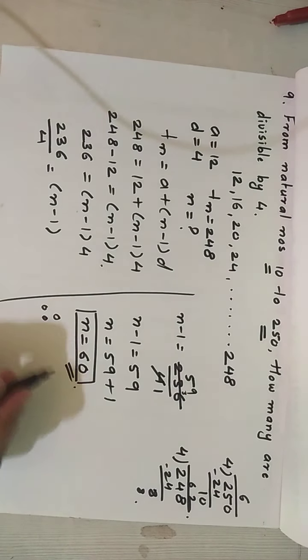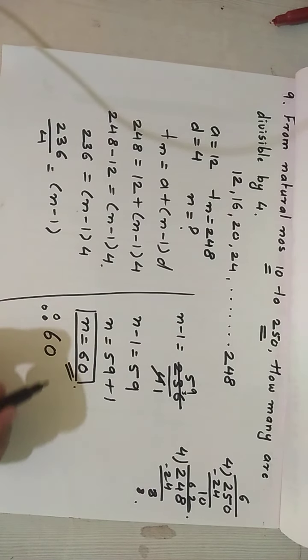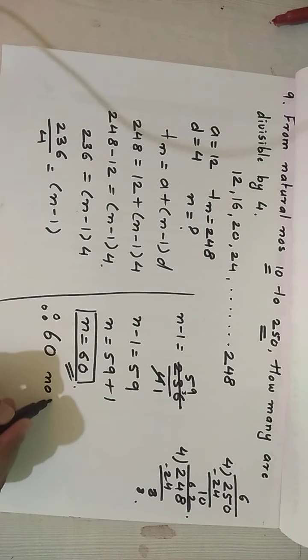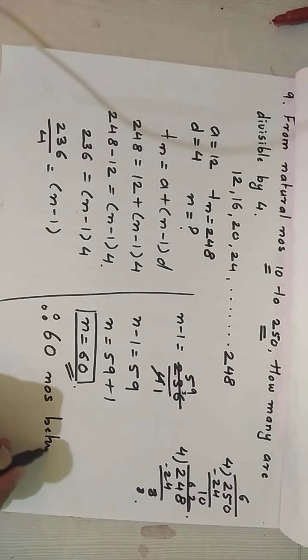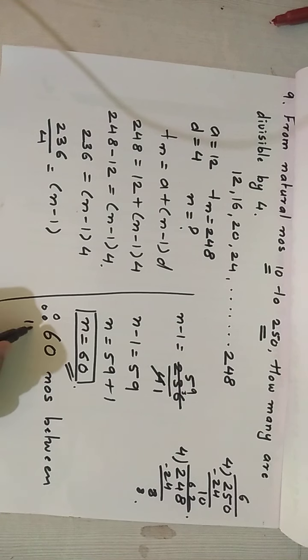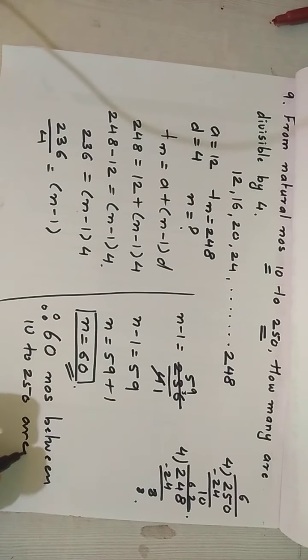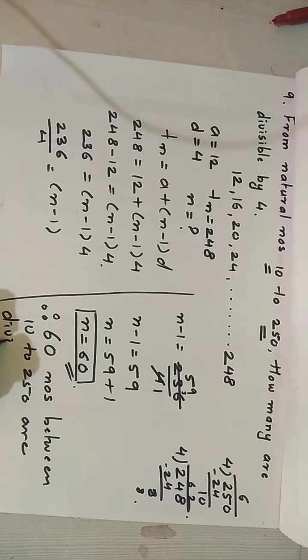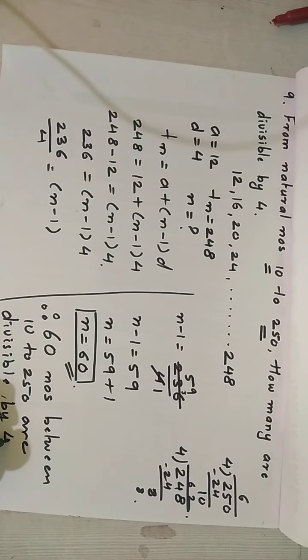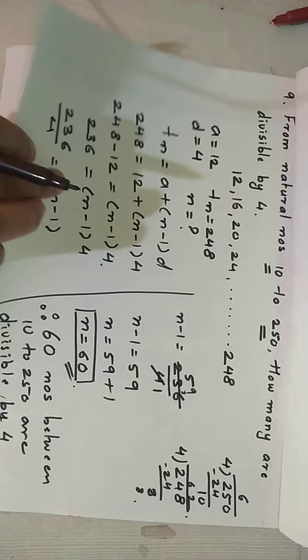Therefore, 60 numbers between 10 to 250 are divisible by 4. Sum finished.